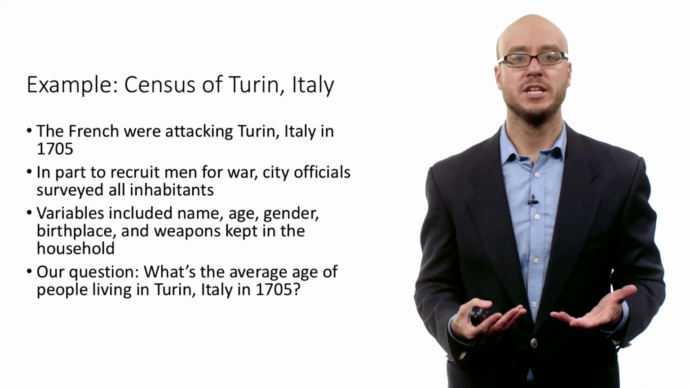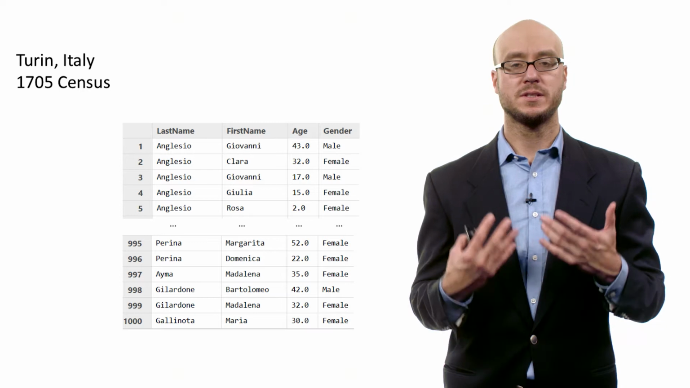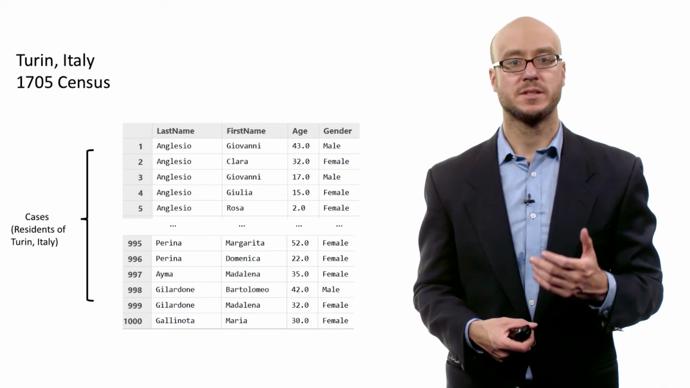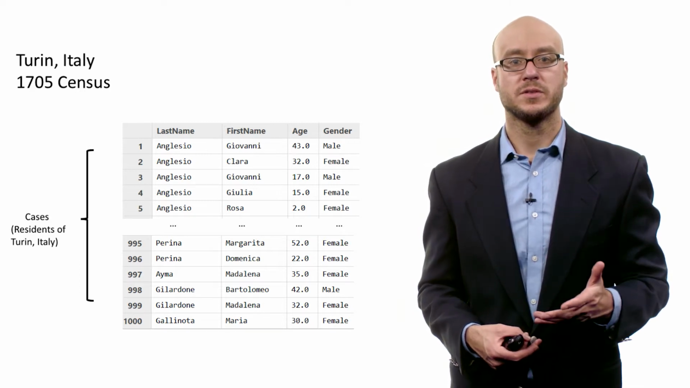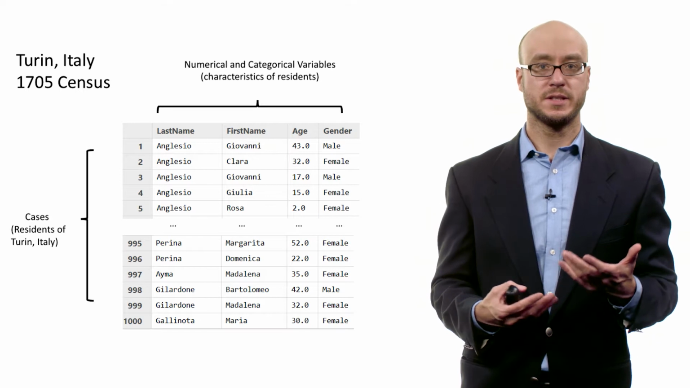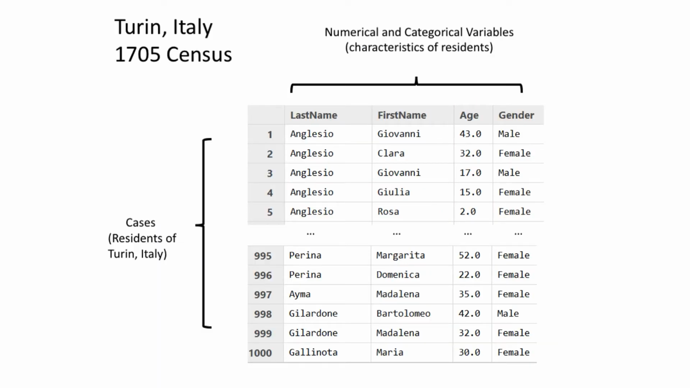Now, let's ask a question. What's the average age of people living in Turin, Italy in 1705? Well, this is data from the 1705 census. We can see each of these rows are residents of Turin, Italy. These are the cases. And the characteristics are the different variables. You can see we have the last and first name of each person. We have the person's age and their gender.